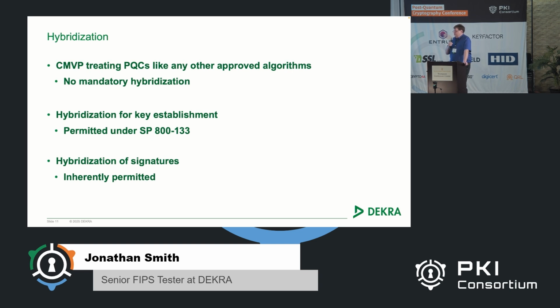For signatures, the standard doesn't specify what you're allowed to sign or how many signatures you can apply to a piece of data or what sort of program logic you can have about making decisions based on those signatures. So it's just inherently possible to hybridize signatures. If you want to sign a piece of data with, I don't know, RSA and also ML-DSA, it's fine. It completely meets the minimum requirements of FIPS.